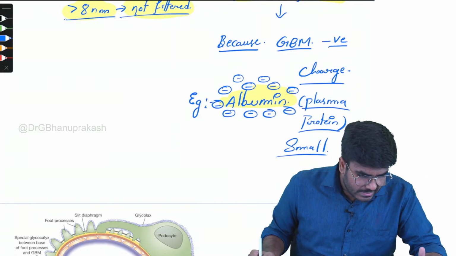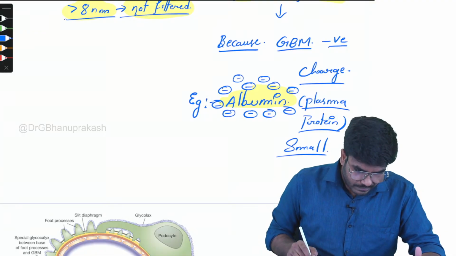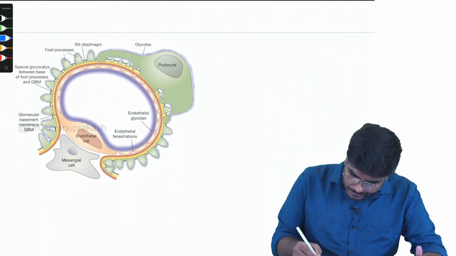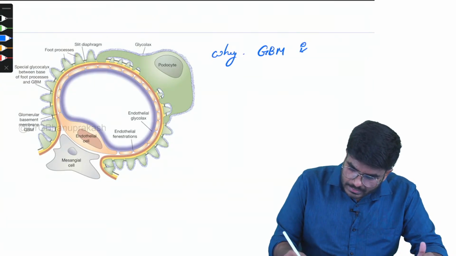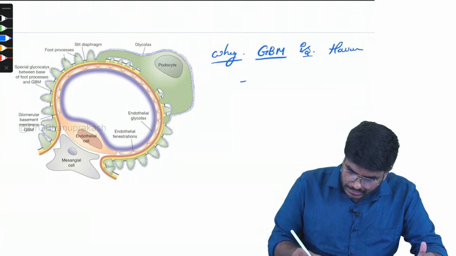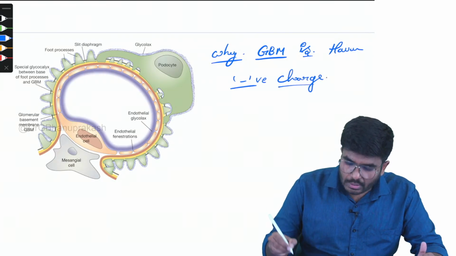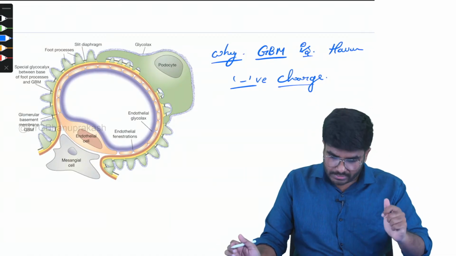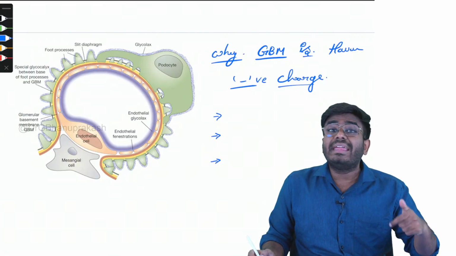Now after this, let's discuss why the glomerular basement membrane has a negative charge. In a single line I just said the glomerular basement membrane is negatively charged. Why? Because it has certain important substances which are negative in nature.